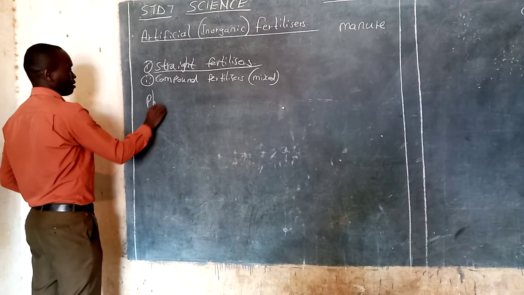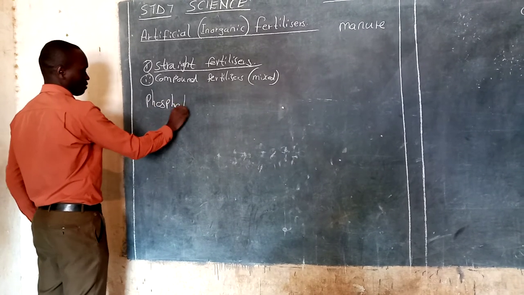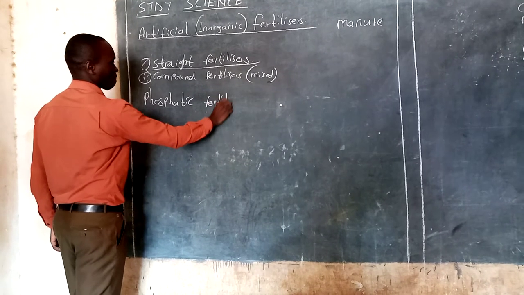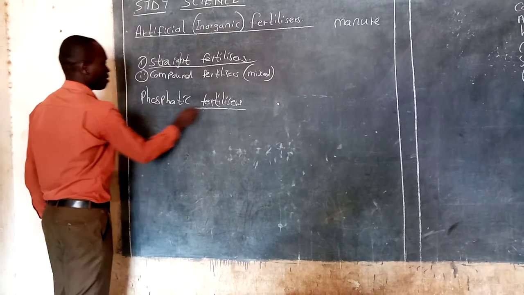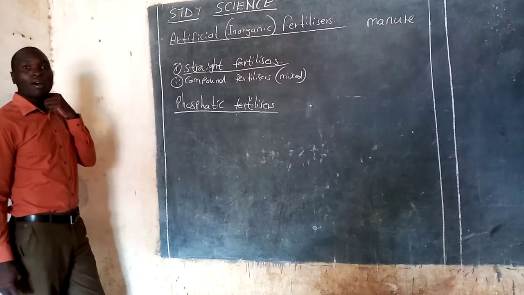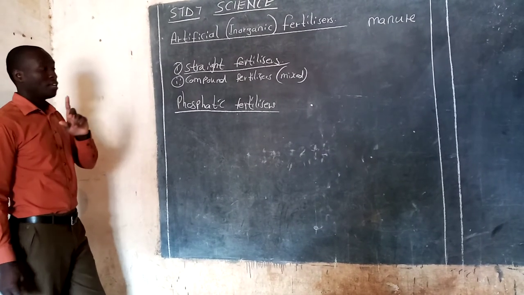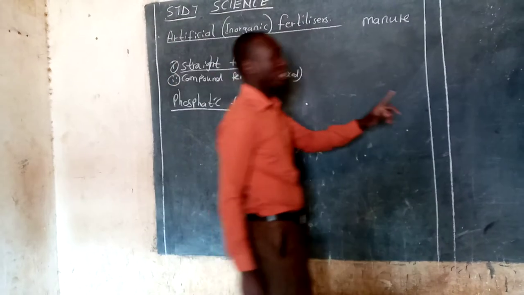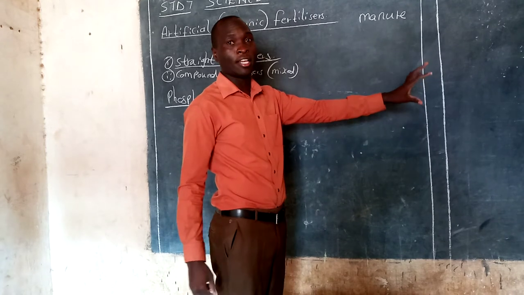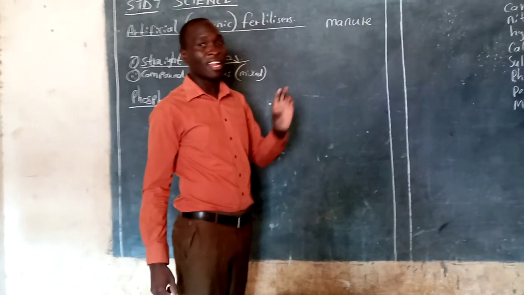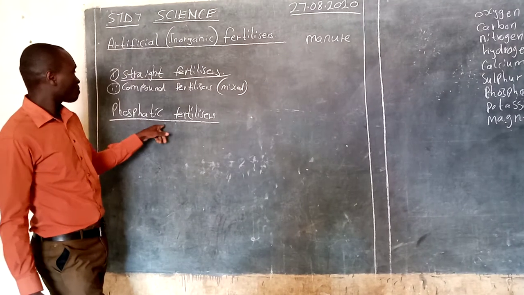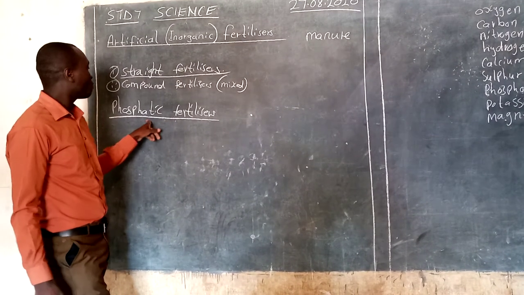So we have phosphatic fertilizers. This phosphatic fertilizer will provide our plants with only one macronutrient. Remember that a macronutrient is also known as a major nutrient, that is, it is required by plants in large amounts. So these phosphatic fertilizers will provide the plants with phosphorus.